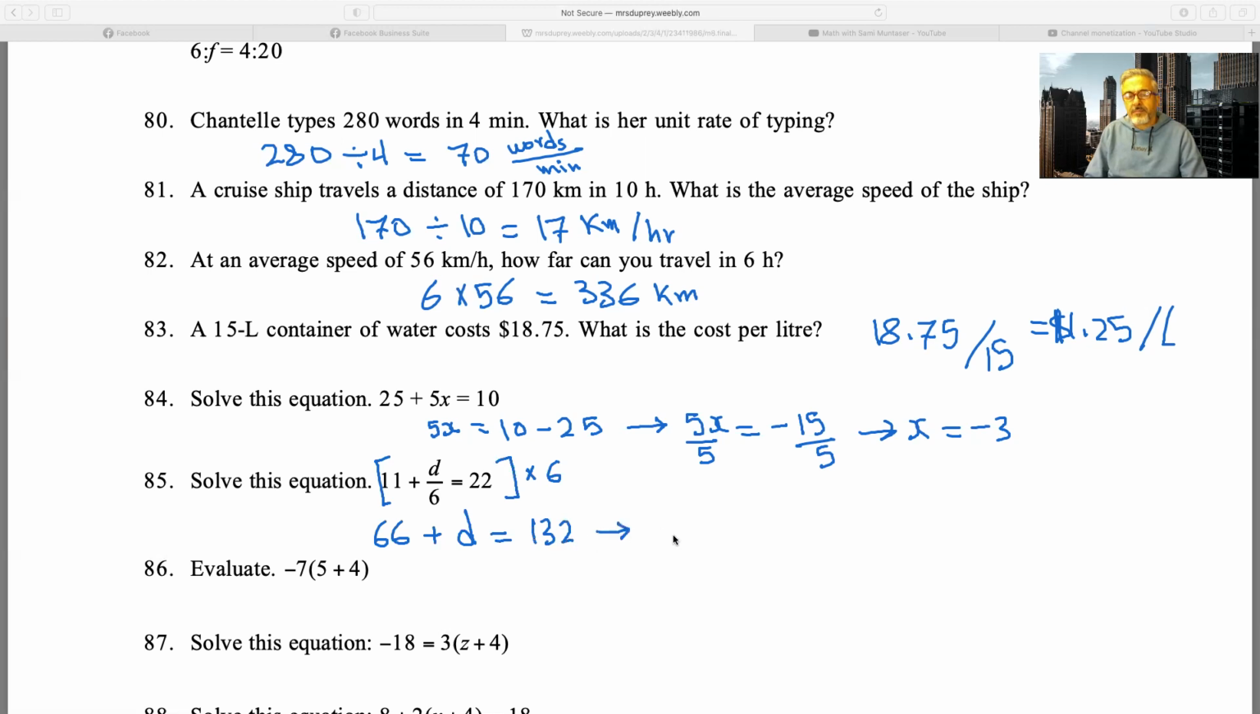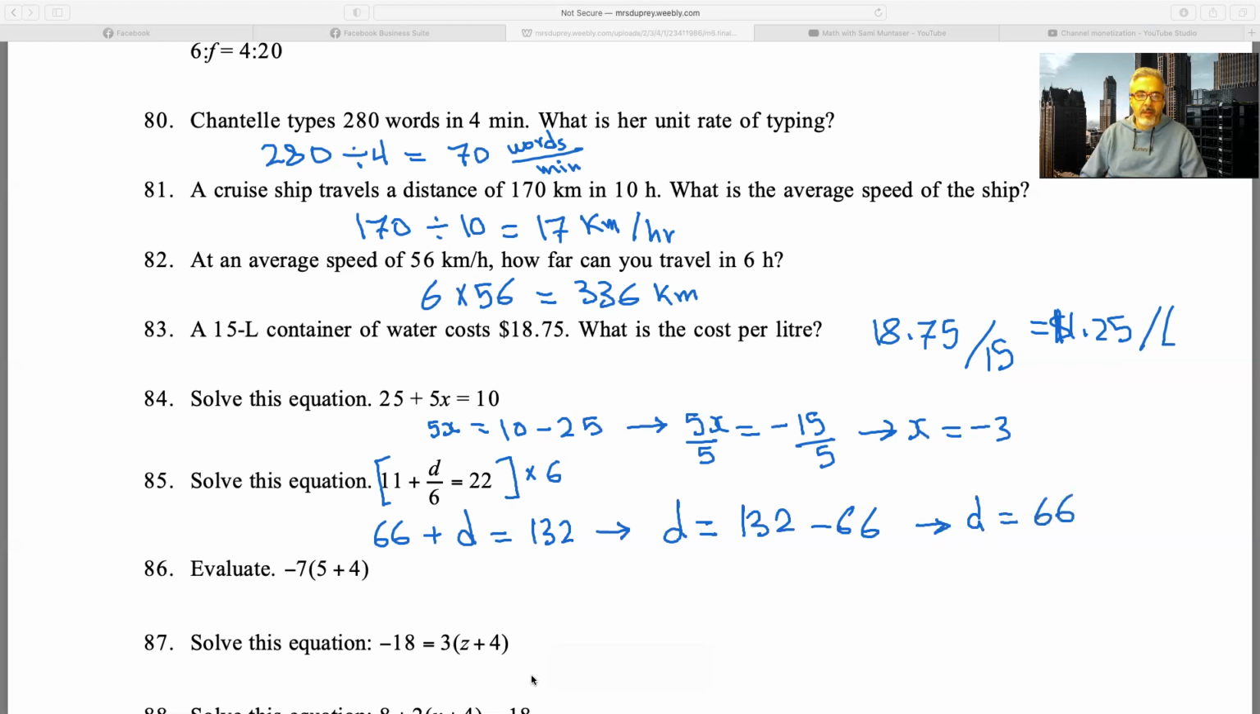And now you want to move this 66 to the other side. Since it's added, if you move it to the other side, you subtract it. So it will be d equals 132 minus 66. And therefore d equals 66.